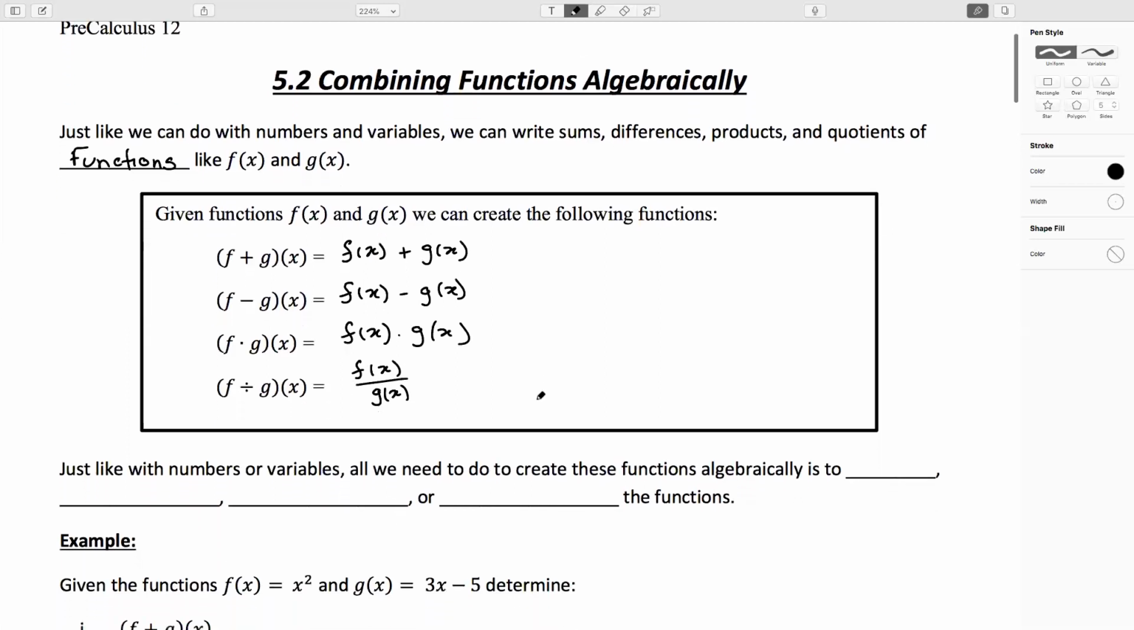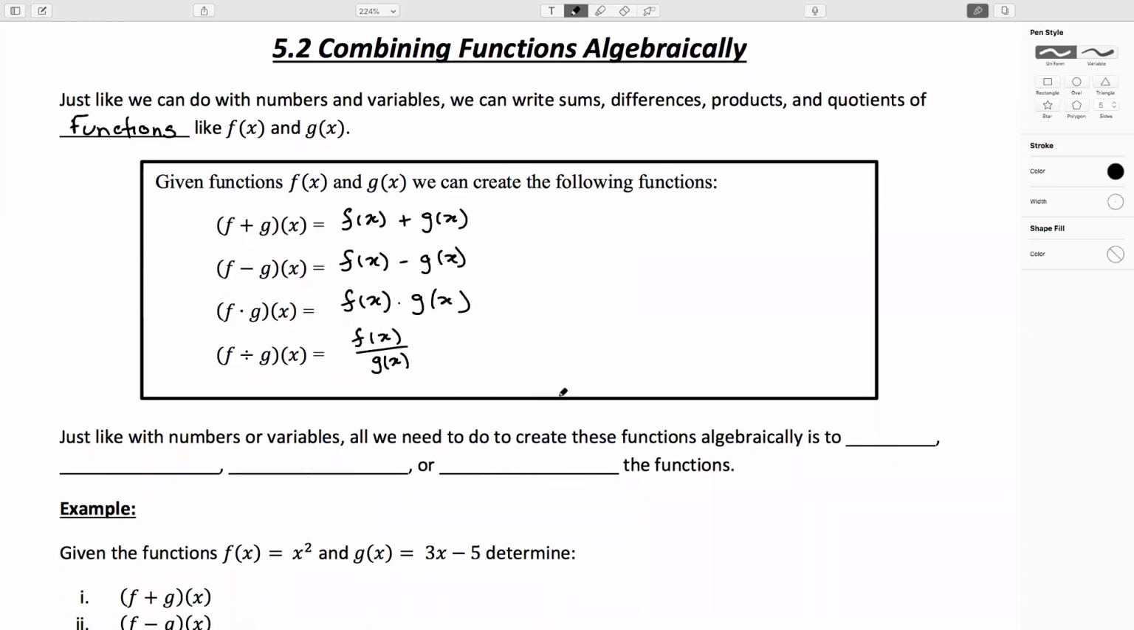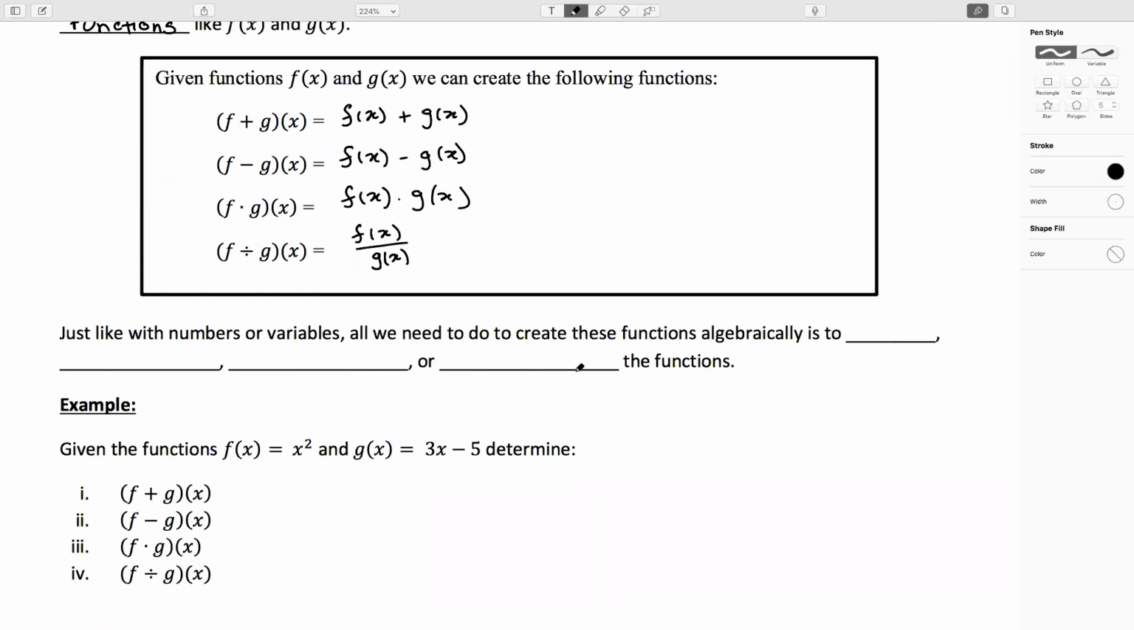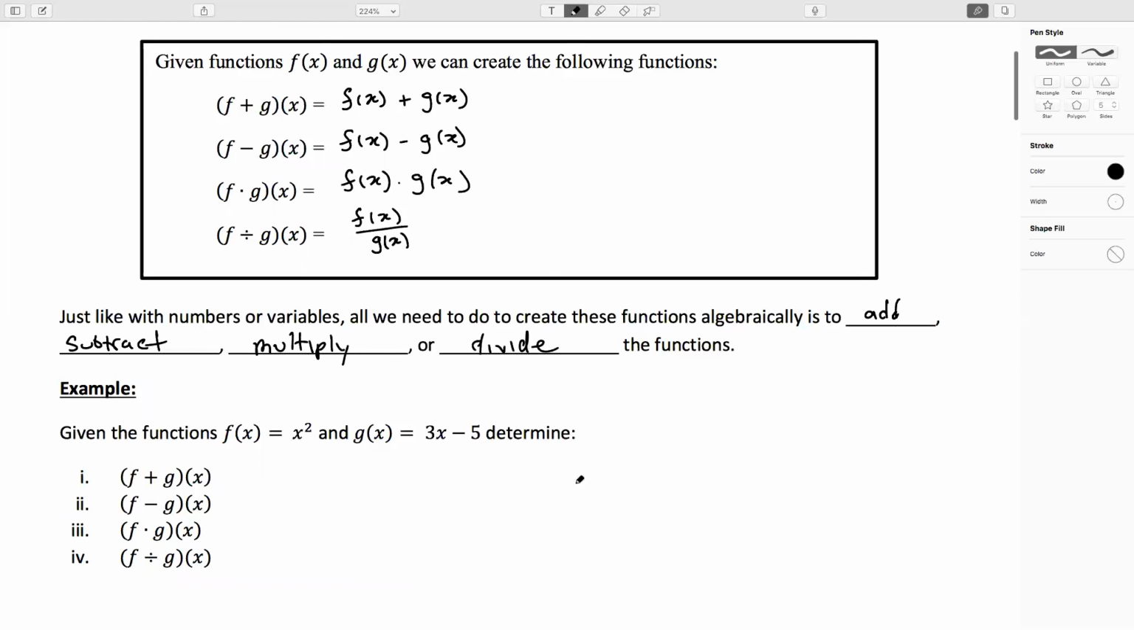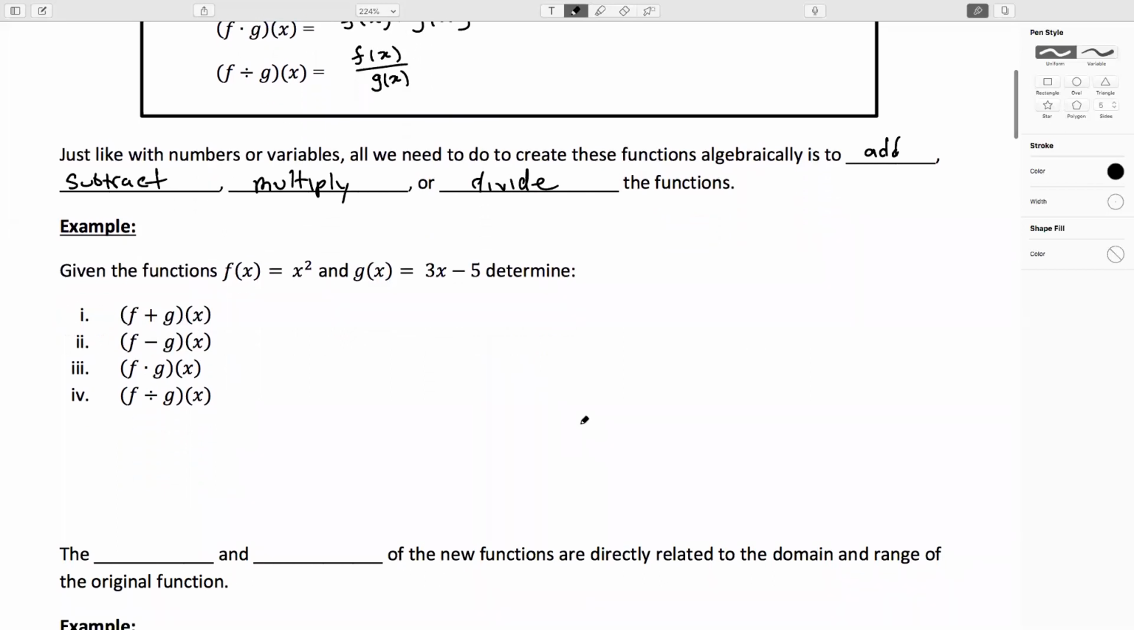Now, all this does is give us a shorter way to write it, and it makes it a little bit more convenient to write it out. So just like numbers or variables, all we need to do to create these functions algebraically is literally to add, subtract, multiply, or divide the functions.